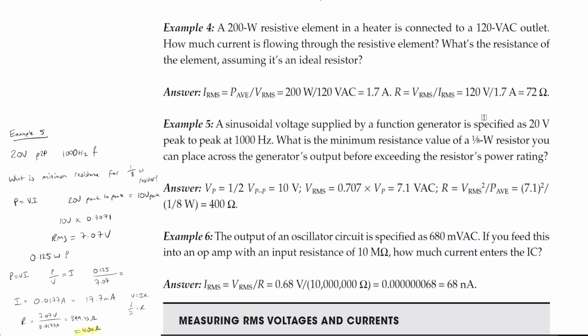So now we've got P is equal to VI. To find the current, we do P divided by V is equal to I. That basically means we take 0.125 and divide it by 7.07, and that will give us the current, which is 0.01768 or 77. Okay, so that's 17.7 milliamps, right?